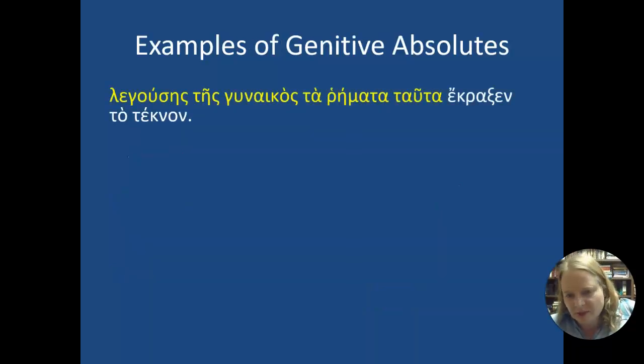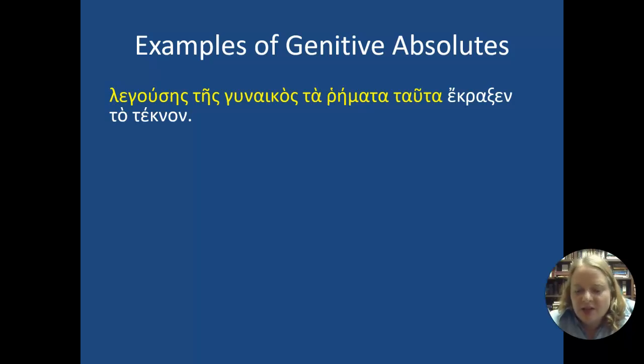So let me show you some examples of these. These are not as common as just participles, but they are a subpart of participles, and they happen enough that it's worth your while to recognize them. Here's an example of it. Leguses, tes, gunakas, ta remata, tauta, ekroxen, ta teknon.